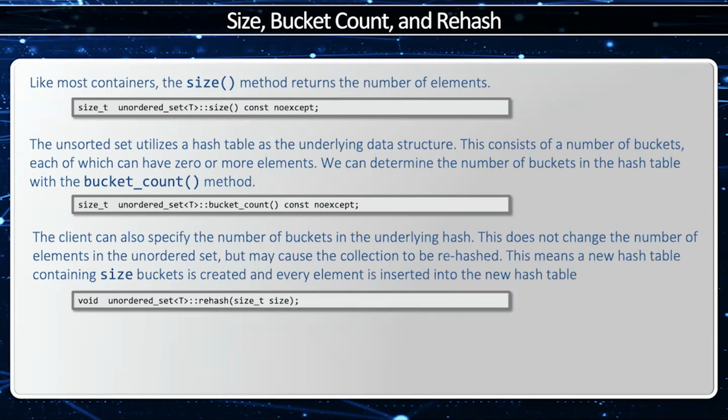Finally, the client can specify the number of buckets in the underlying hash table. This does not change the number of elements in the unordered set, but may cause the collection to be rehashed. This means a new table containing size buckets is created, and every element is inserted in the new hash table. We use the rehash method to accomplish this task.